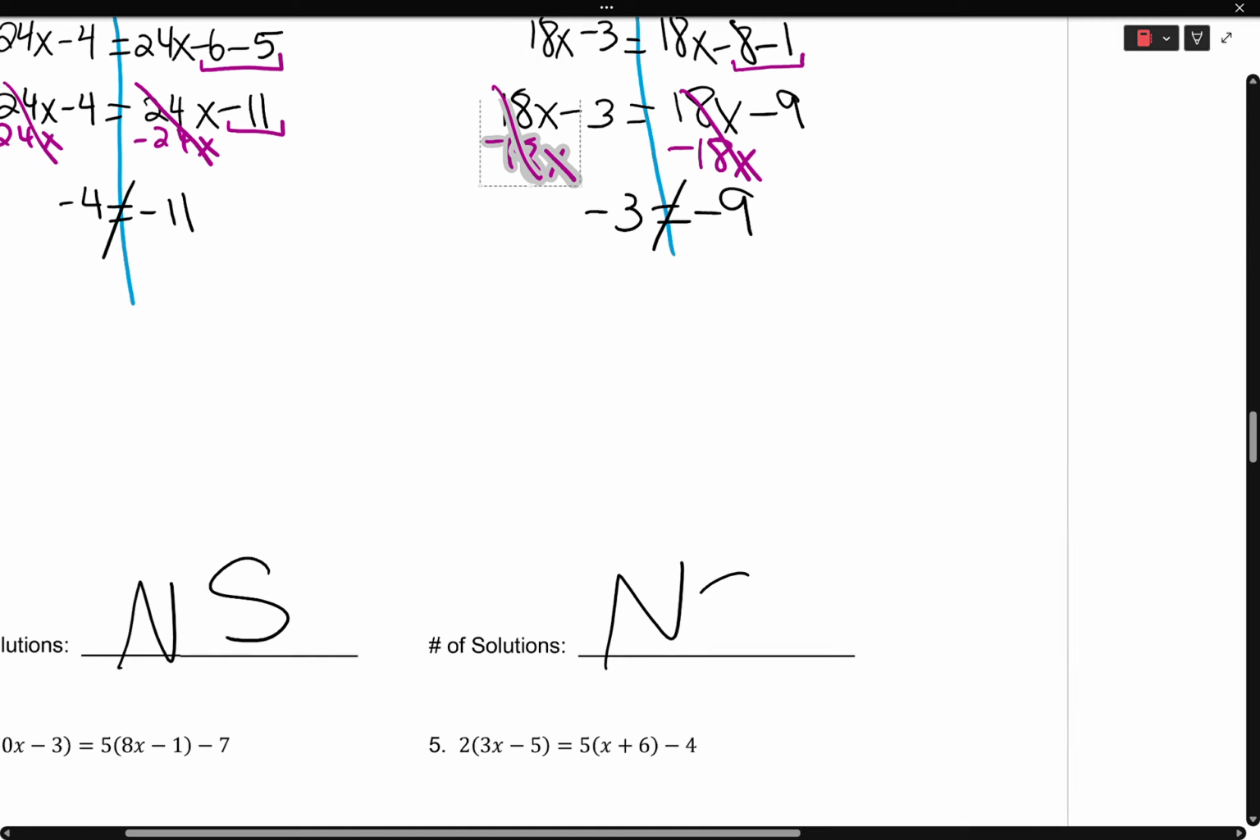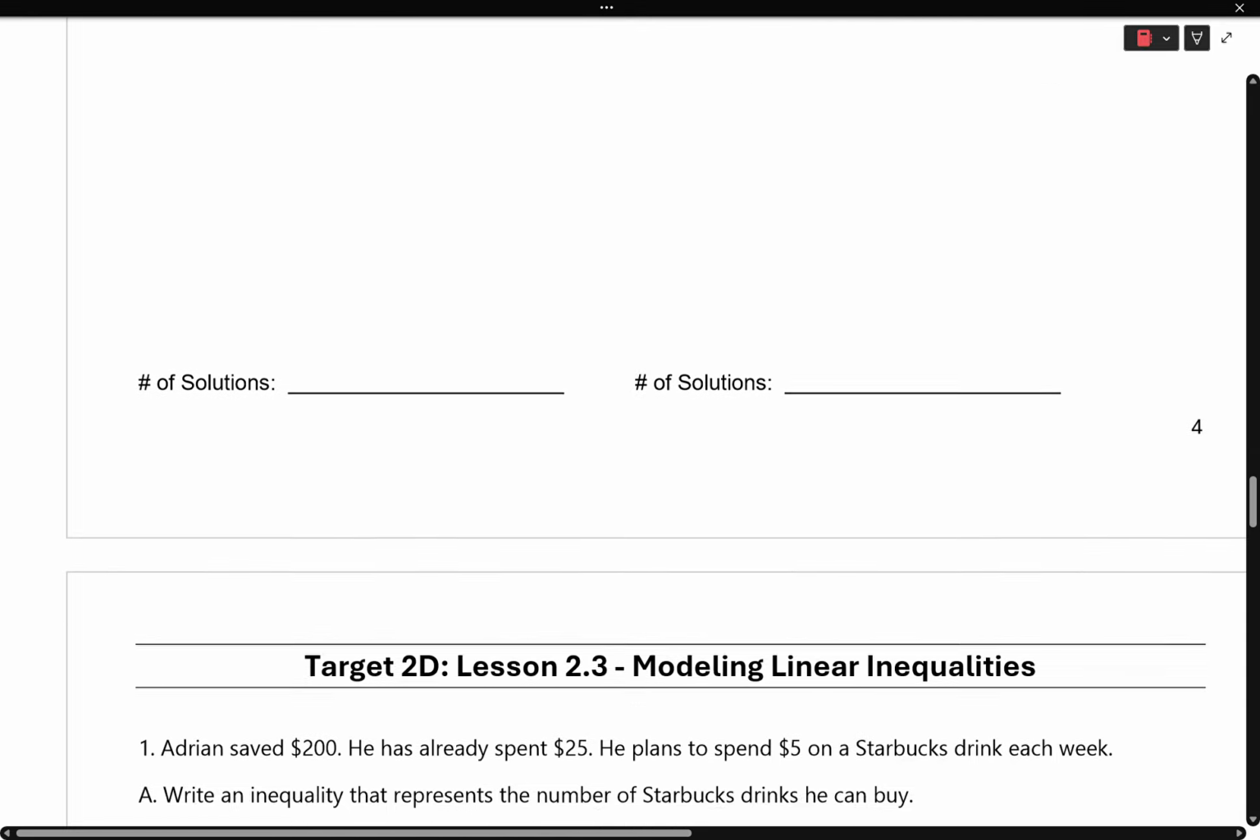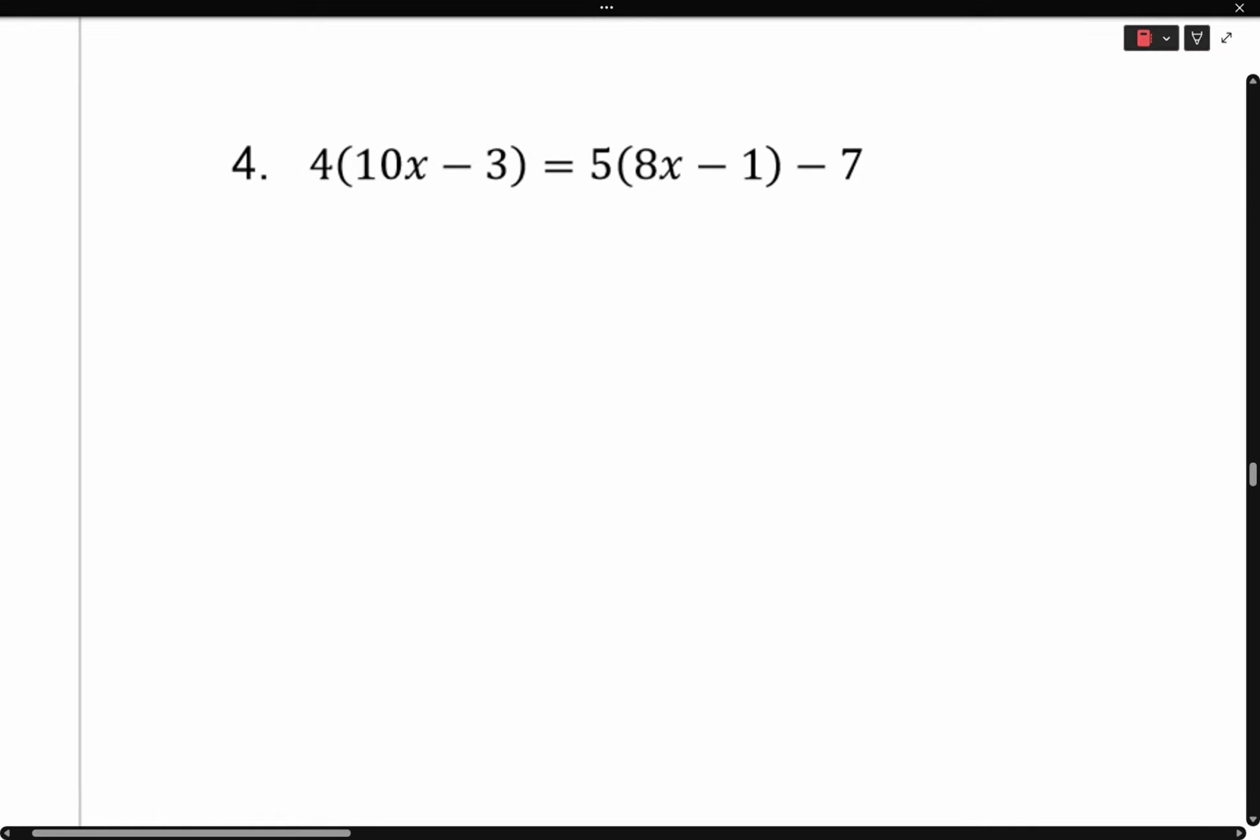Alright, 2 more, I think. Let's do it. Hopefully we get some infinites or maybe a 1 answer. That would be nice. I'm sure we will. I made the problems.